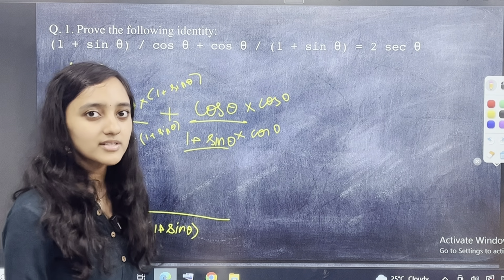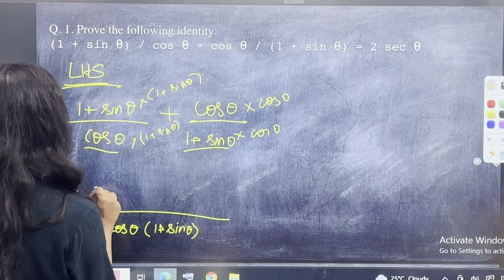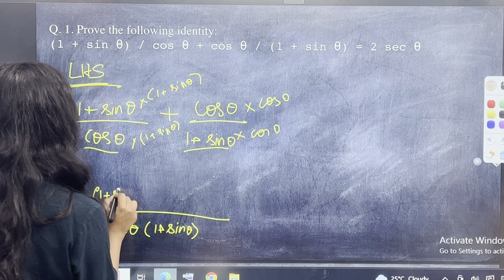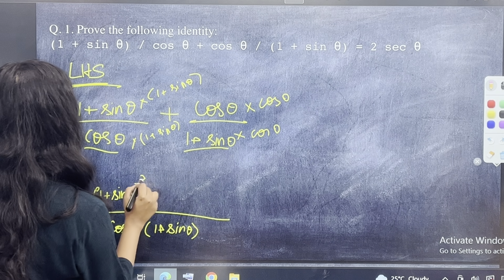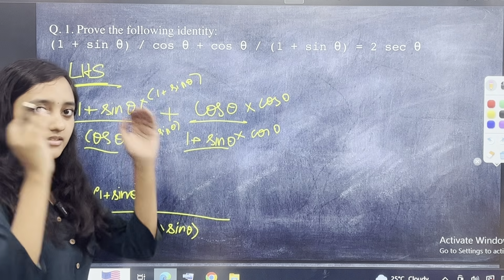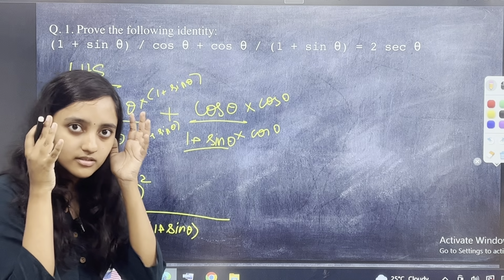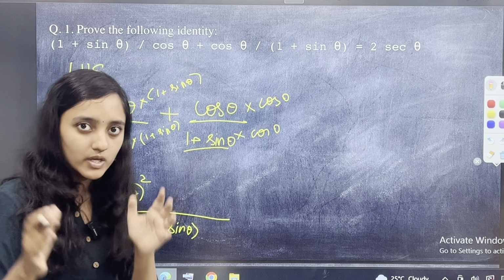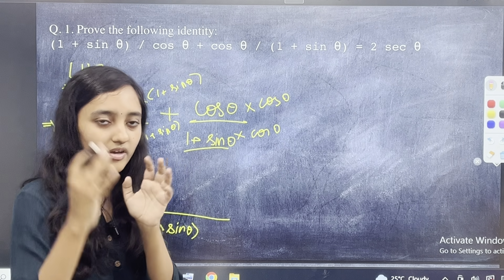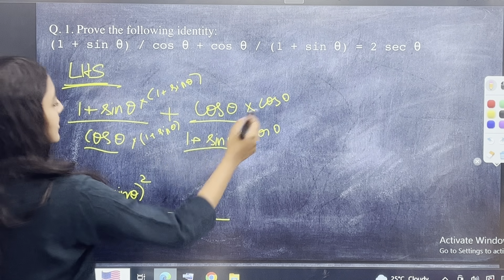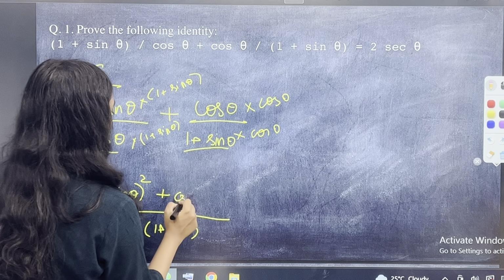1 plus sine theta into 1 plus sine theta is (1 plus sine theta) whole square. Just think of it very simply. If 1 plus sine theta is one entity, a into a is a square. Similarly, 1 plus sine theta whole square is this. Cos theta into cos theta is what?